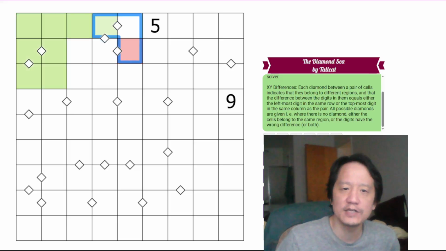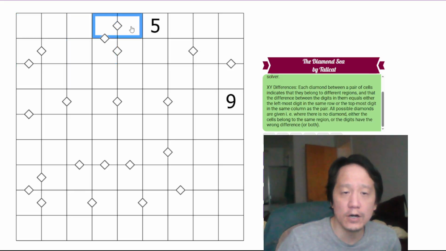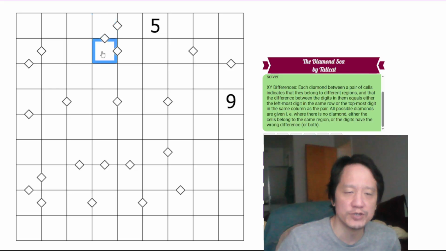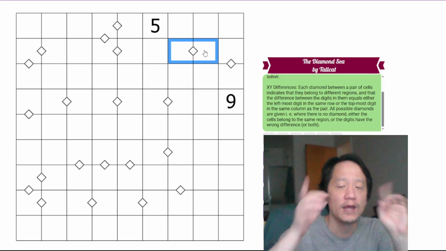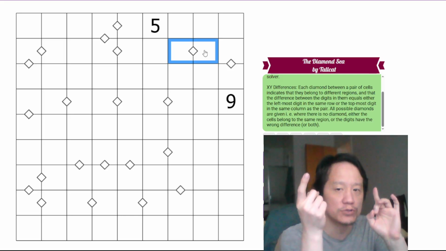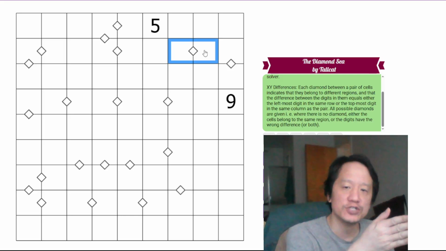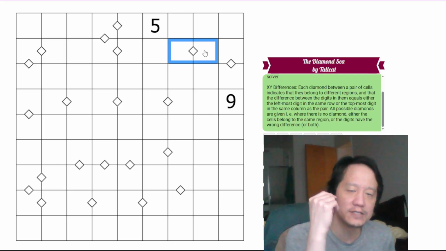We also have XY differences, where each diamond between a pair of cells indicates that they belong to different regions. So this must be a different region than this. This must be a different region than that. This must be a different region than that, etc., etc. These two are in different regions also. So every diamond indicates that the cells that they're in between must be from different regions, and that the difference between the digits in them equals either the leftmost digit in the same row or the topmost digit in the same column as the pair.